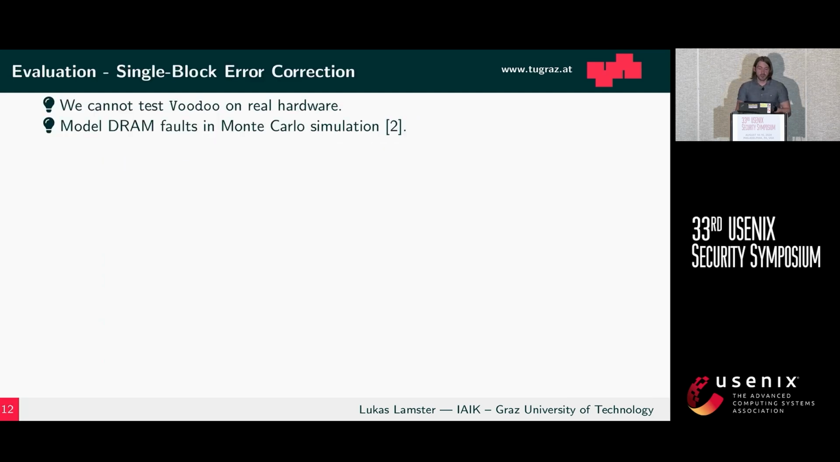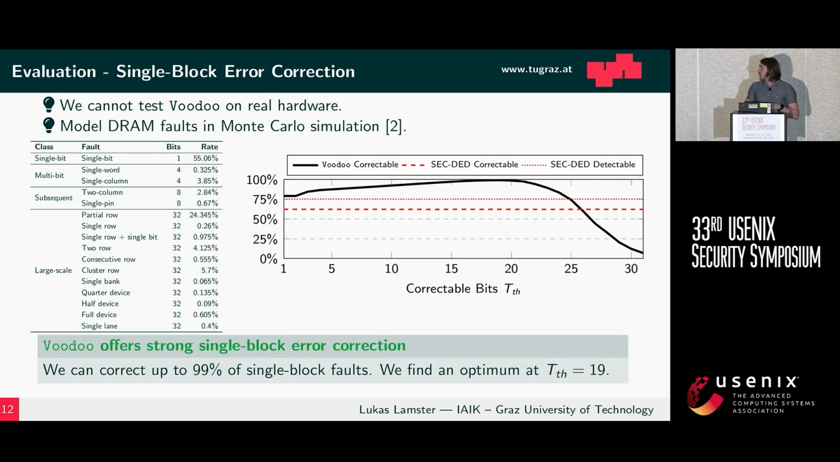We also did a simulation because we can't test it on real hardware, but we wanted to know how well we perform with respect to error correction if errors are confined to a single block. So we built a Monte-Carlo simulation, and we used results from a different paper where they investigated how bit errors are distributed in modern DDR4 memory. So we used that to model our fault model, and then we let these faults loose on our scheme, and we checked how the number of correctable errors increases or decreases with an increase of the correctable bit parameter.